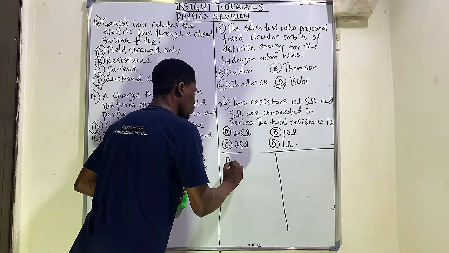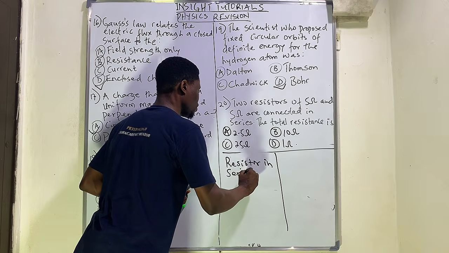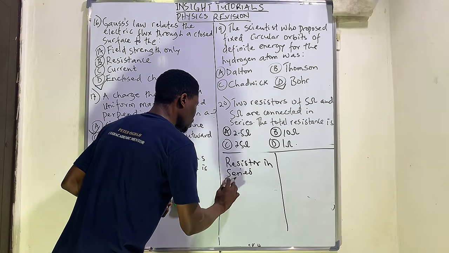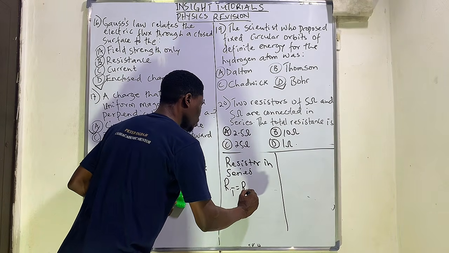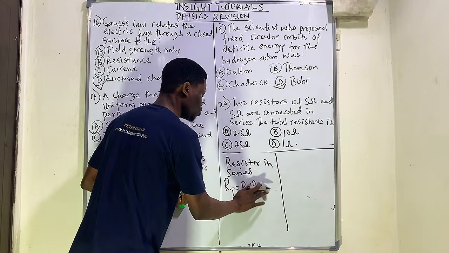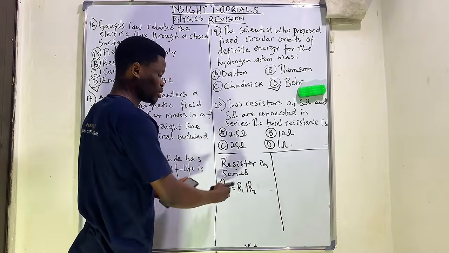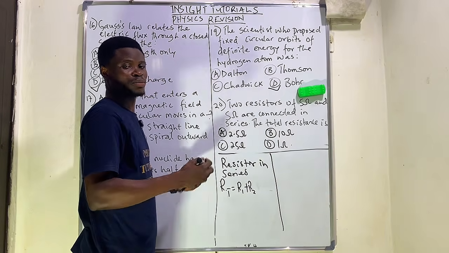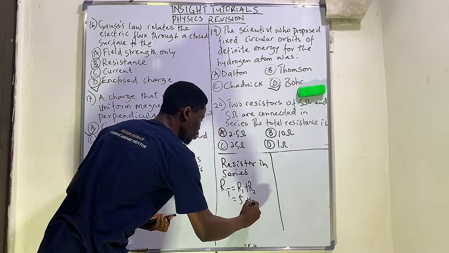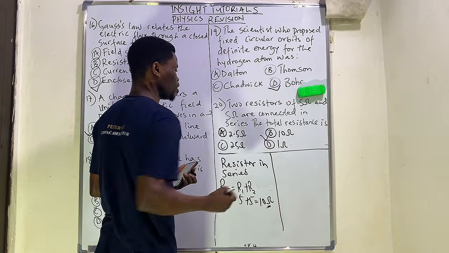When resistors are in series, to get the total resistance, it is simply the total resistance equals the first resistance plus the second plus the third, and so forth. But in this case, we have two resistors. Anytime resistors are connected in series, the total is just the algebraic sum of their individual resistances. So it's simply 5 plus 5, which gives us 10 ohms. So option B is the correct answer.